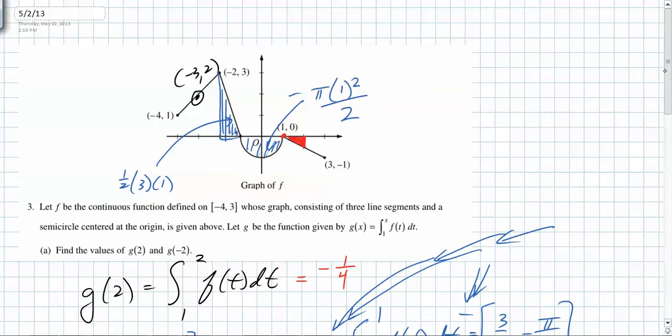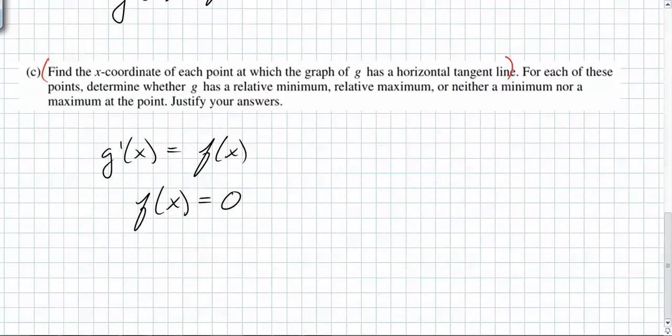We look at our graph. Where is f of x equal to 0? Negative 1 and positive 1. So you know that this is true when x is equal to negative 1 or what? Positive 1. G prime is f. Where is f 0? F is 0 at negative 1 and positive 1.